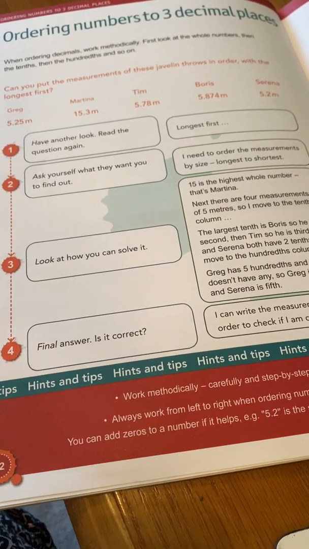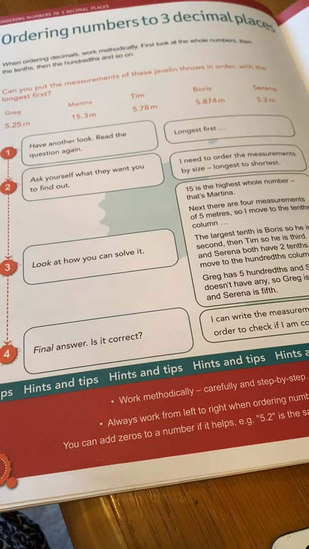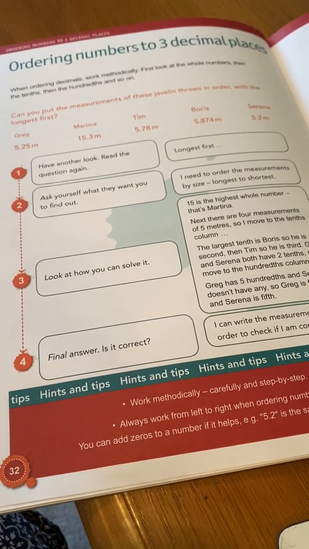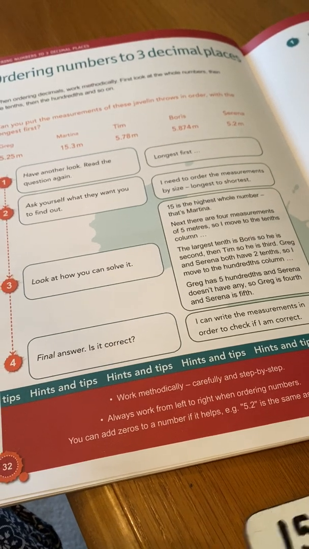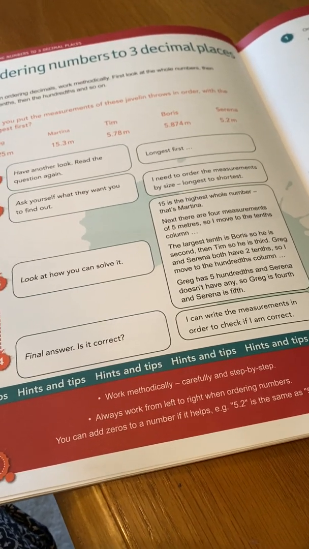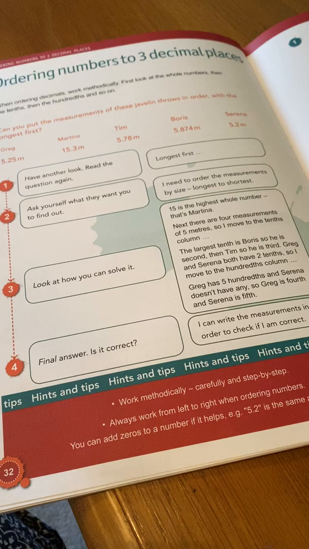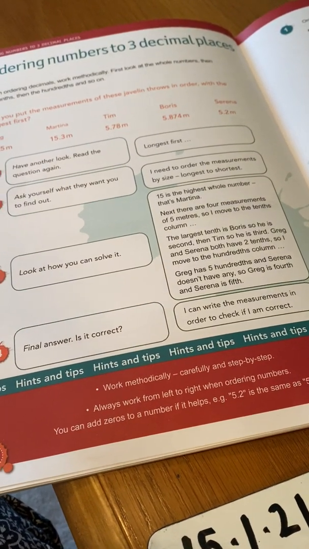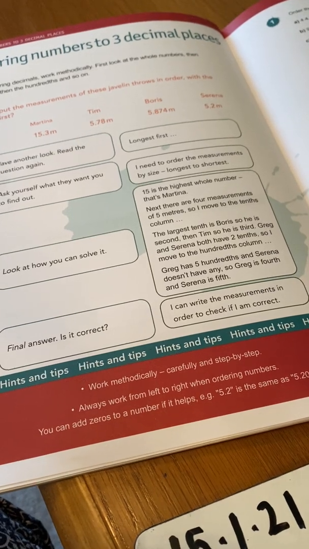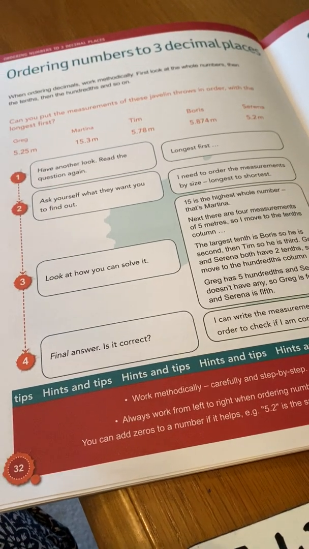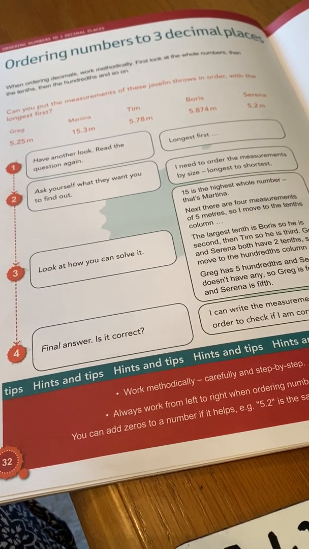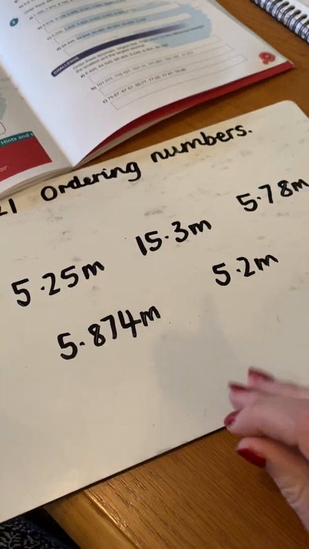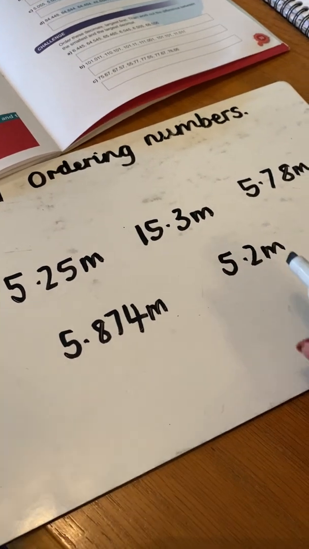So we've got some measurements here. We've got 5.25 metres. We've got 15.3 metres. We've got 5.78 metres, 5.874 metres and 5.2 metres. And it says, can you put the measurements of these javelin throws in order with the longest first? So we need to be looking at these numbers and look for which one is the longest.